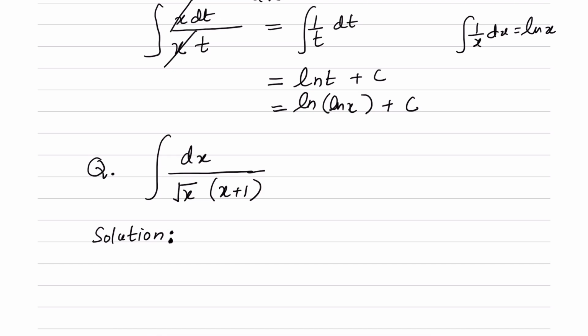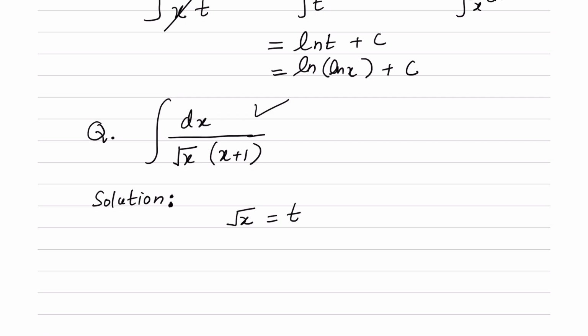So what we are going to do is suppose square root x equal to t and try to see if this substitution converts this integral entirely in the form of t. If it happens, then it means that this substitution is correct.